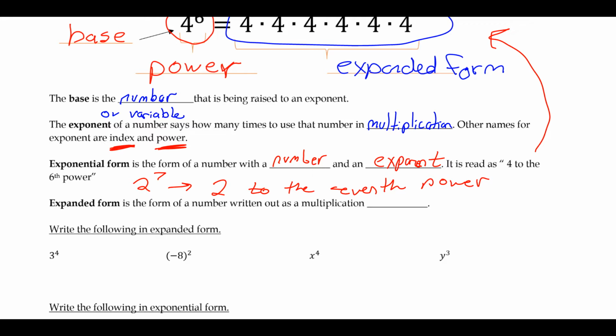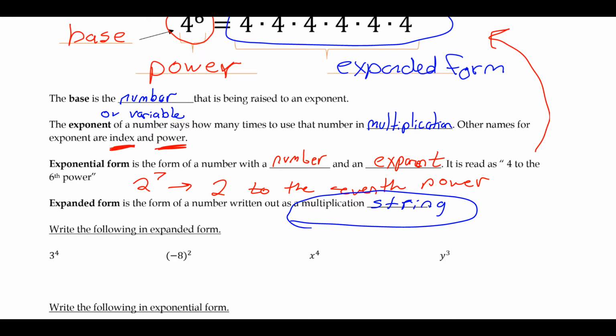Expanded form is the form of a number written out as a multiplication string. And again, that is going to be key. Expanding things out into a multiplication string. That's what we're going to take a look at as we keep going on further.